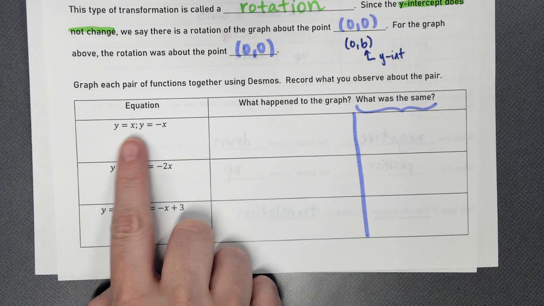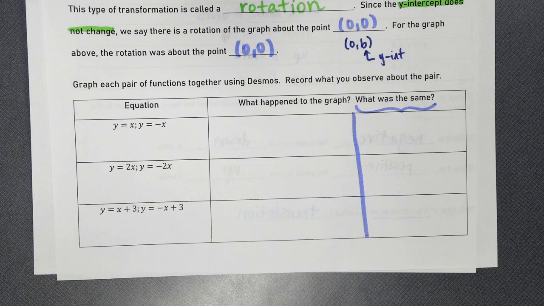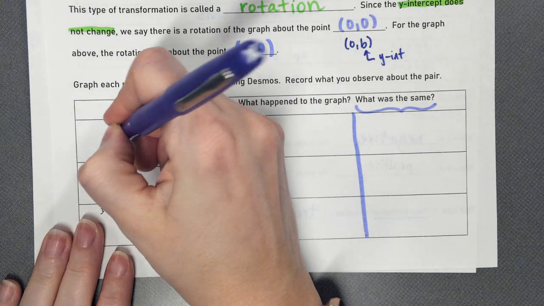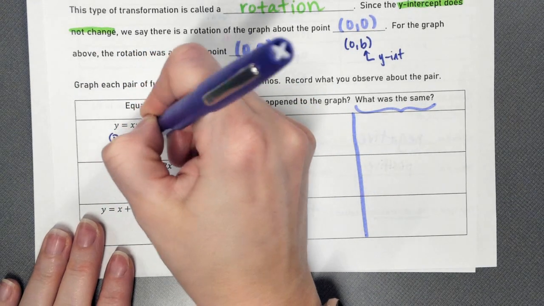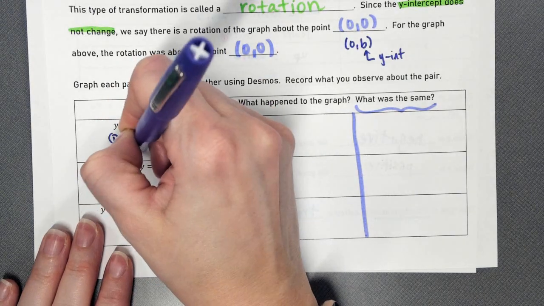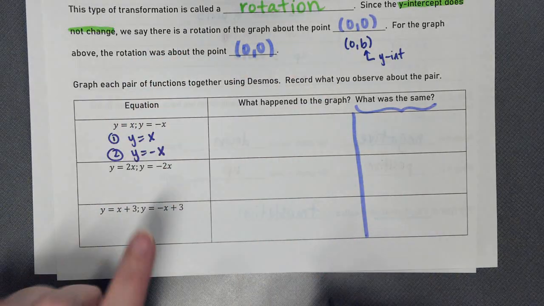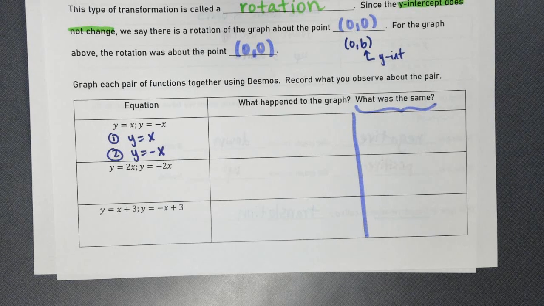Can you guys see there's 2 lines here that you're graphing? The first line is y equals x. The second line you're going to graph is y equals negative x. Will you graph those 2, and then we're going to draw a picture of what happens?